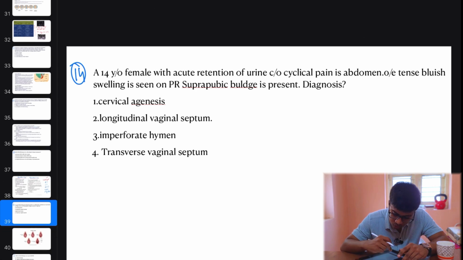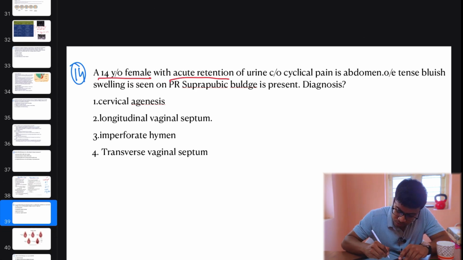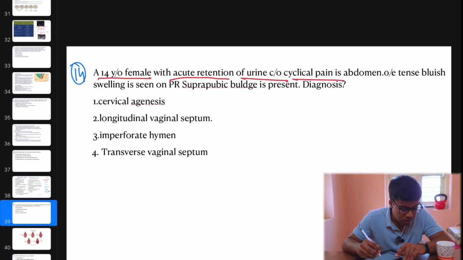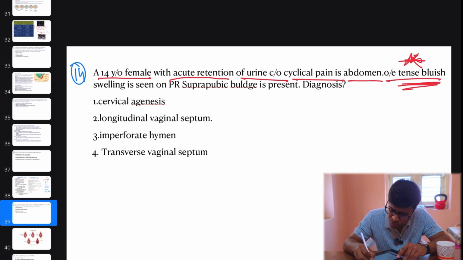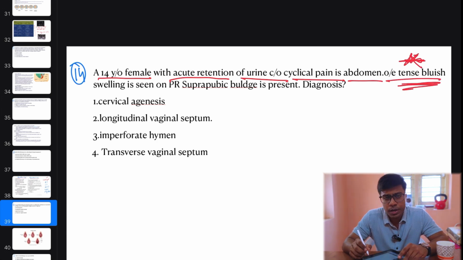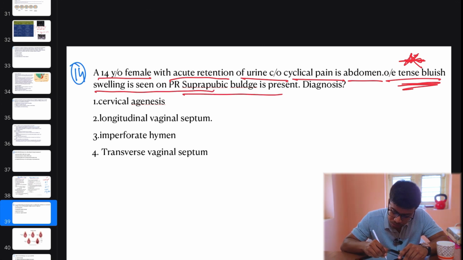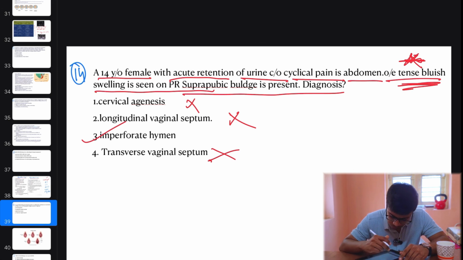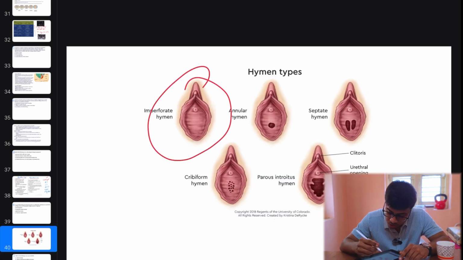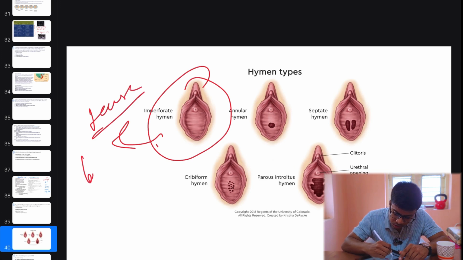Now coming to another question: a 14-year-old female with acute retention of urine complains of cyclical pain in the abdomen. On examination, there is a tense, bluish swelling. Whenever they say tense, it means something related to the hymen. They are asking about a suprapubic swelling on PR. So is it cervical agenesis? No. Longitudinal vaginal septum? No. Imperforate hymen? Yes, it is. Transverse vaginal septum? No. So let's see the hymen types. This is an imperforate hymen, and in this case you will see a tense bulge.